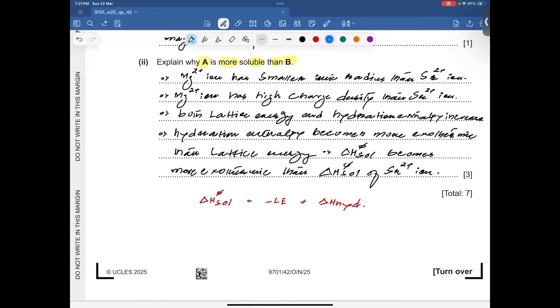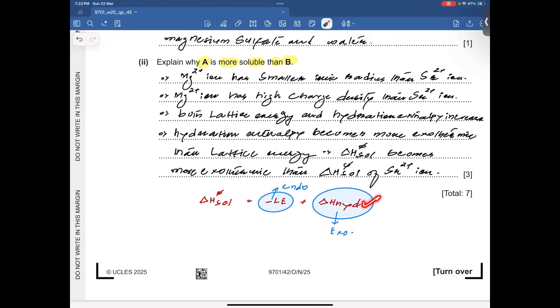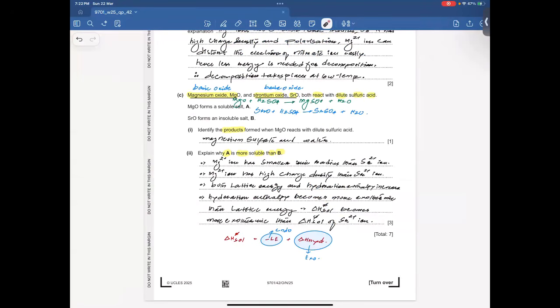All right. This entire thing is endothermic, and this entire thing is exothermic. So if this value is greater, which means hydration becomes more exothermic, solution becomes more exothermic. And if solution becomes more exothermic, obviously solubility increases, which is why magnesium sulfate is more soluble than strontium sulfate. I hope it makes sense to you. That's the end of question number 1. Let's move on to the next question.